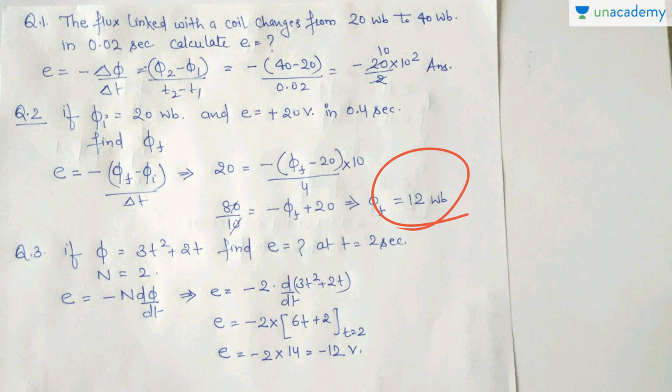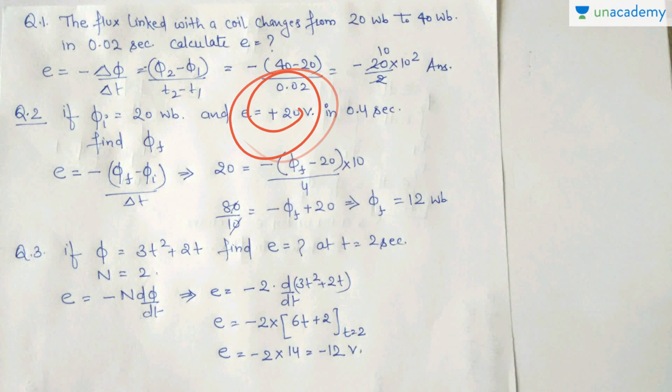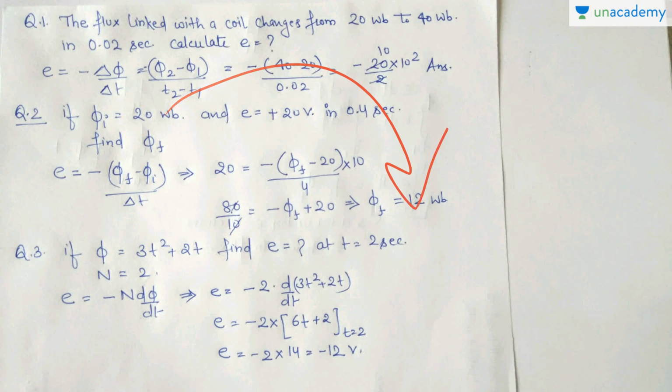So can you imagine, if the EMF is coming out positive, obviously, it means the flux is going to decrease. So it comes as a decrement of 8 Weber.